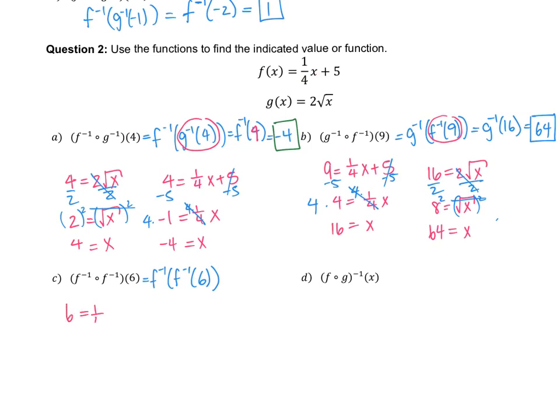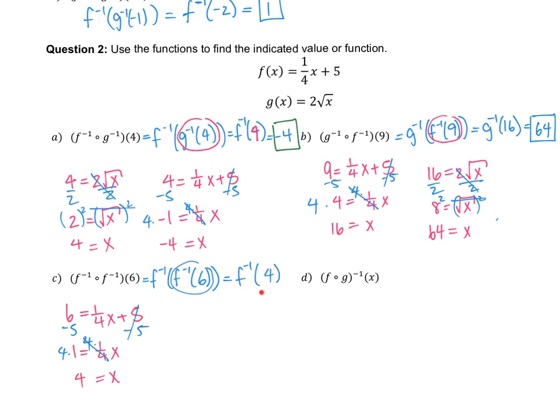6 equals 1/4 x plus 5. We're going to subtract 5 to both sides. That cancels. So this would be 1 equals 1/4 x. Multiply by 4 to get rid of that fraction. So x equals 4. So that means when I go back and replace just this part here, this is going to be 4 that goes in.